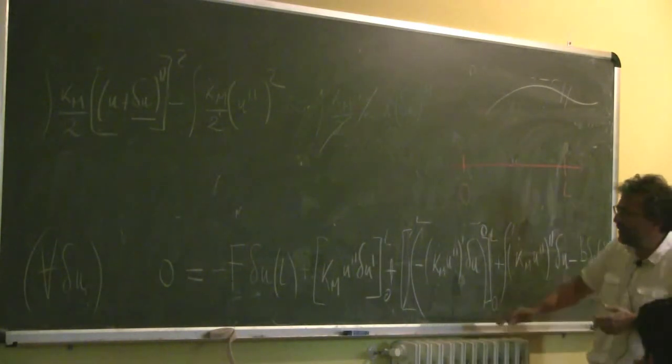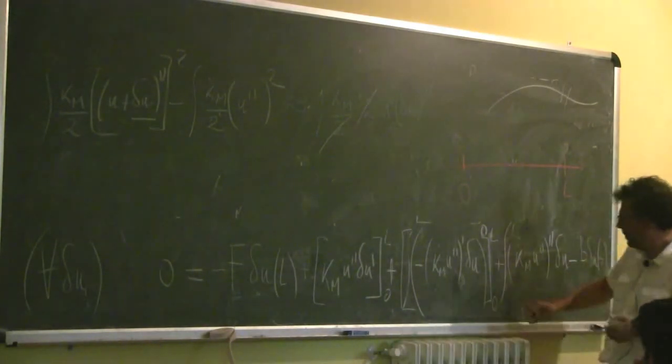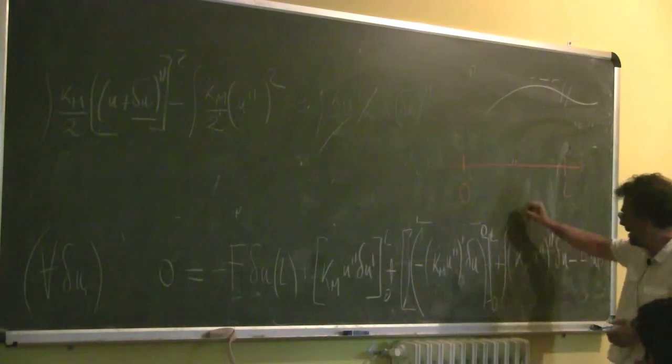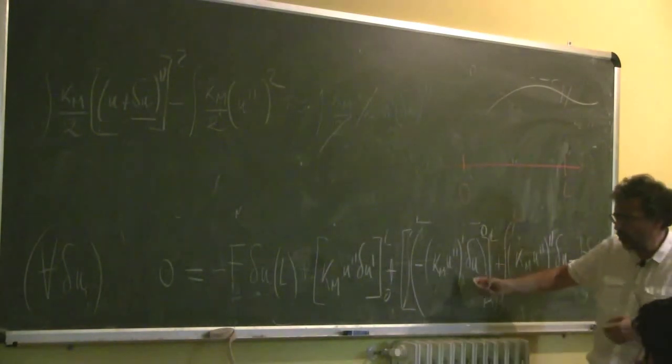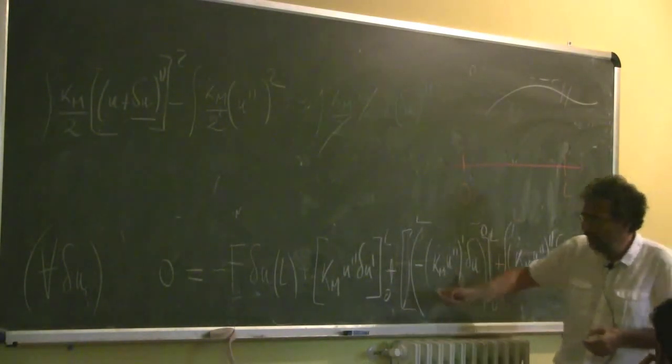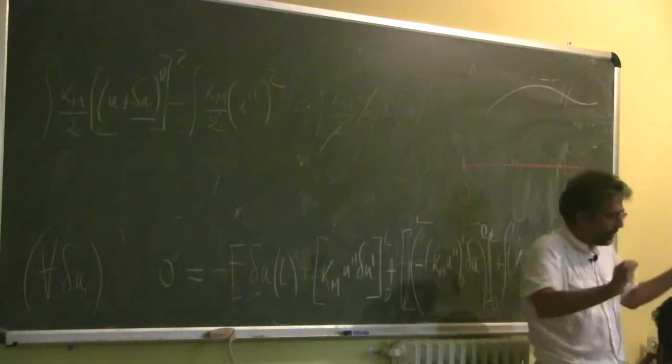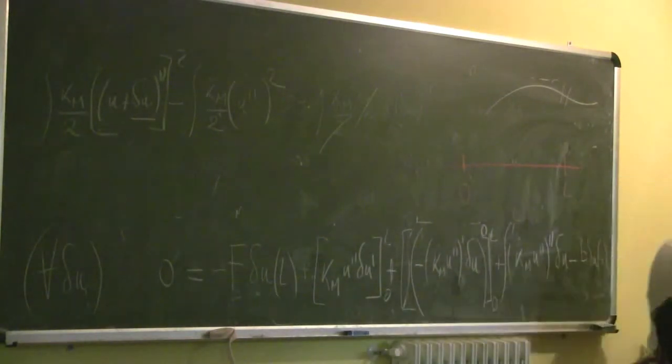And I have the integral between 0 and L of a given quantity plus some quantities evaluated on the boundaries, and the sum of these terms has to be 0. Okay.